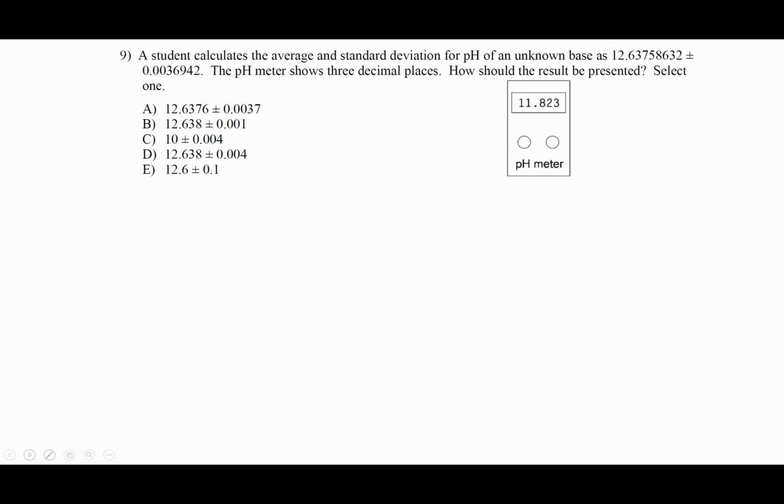A student calculates the average and standard deviation for the pH of an unknown acid as 12.63 plus or minus 0.00366942. The pH meter shows 3 decimal places. How should the result be presented? Rule 1. I can only report the error with 1 sig fig unless it begins with a 1 or 2. It does not, so 0, 0, that 3 will round to a 4. Rule 2. My answer cannot be more precise than my error. I have to go to the third decimal place, and that will round.